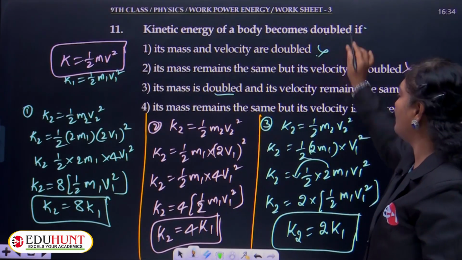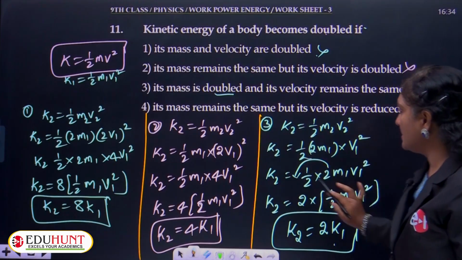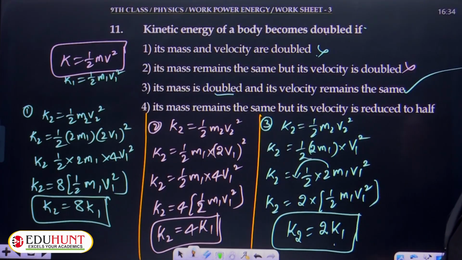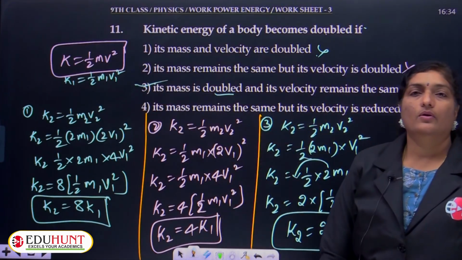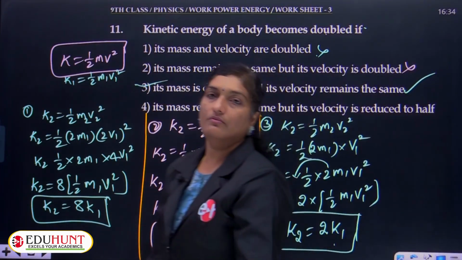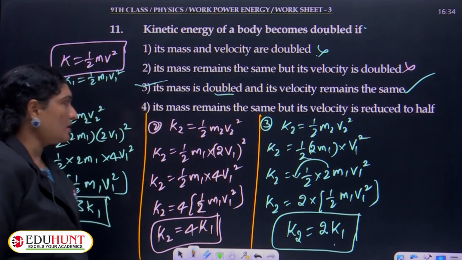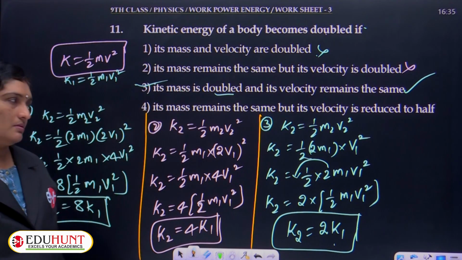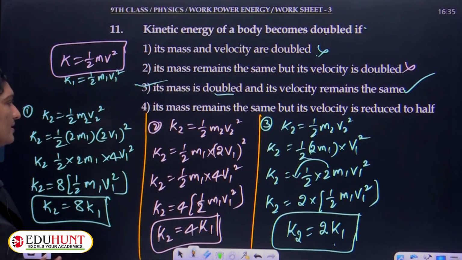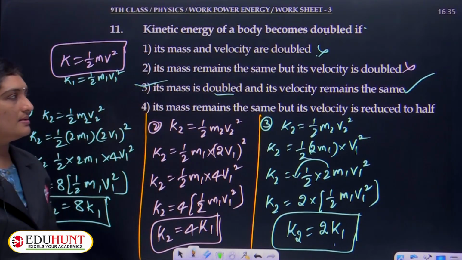Kinetic energy of a body becomes doubled when mass is doubled and velocity is constant. So, no need to check the fourth option. We got the answer as the third option. So which one is true, children? Third one is true. If you want to find out, you can also check it for the fourth option, if you are interested. Anyhow, we are getting the answer as the third one.